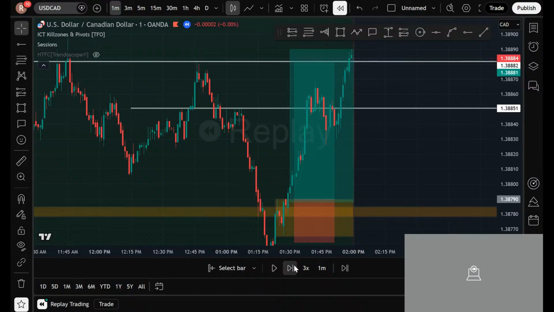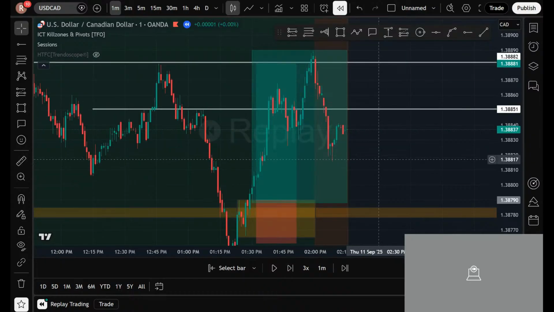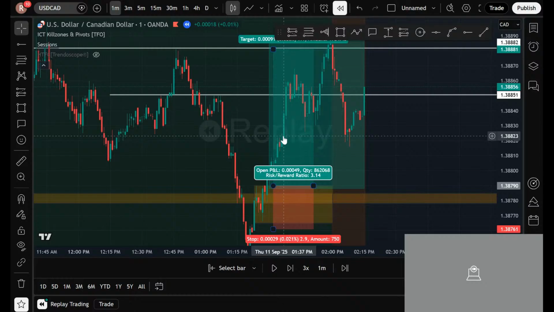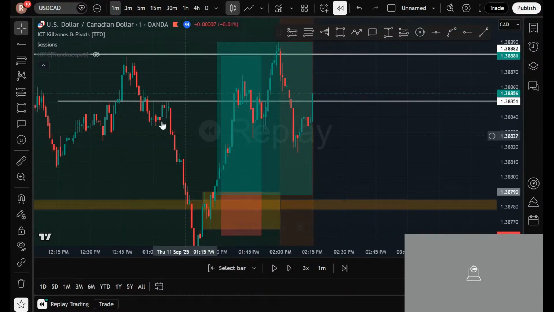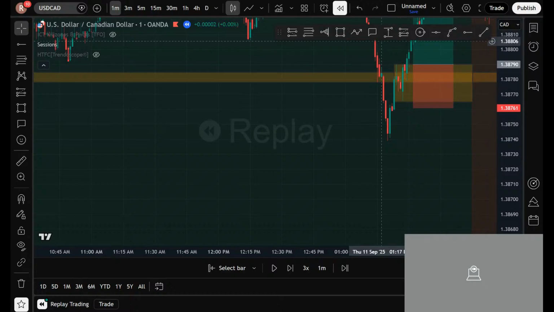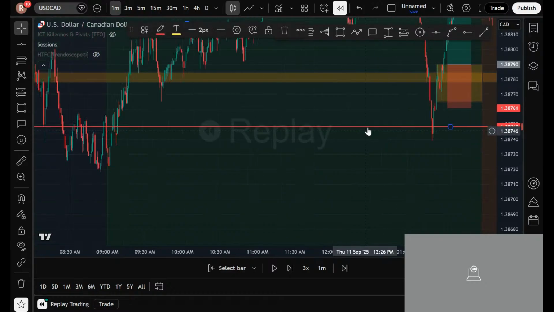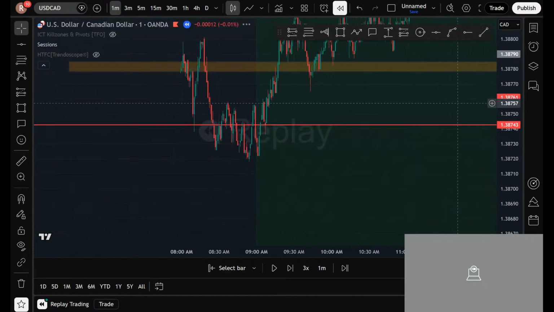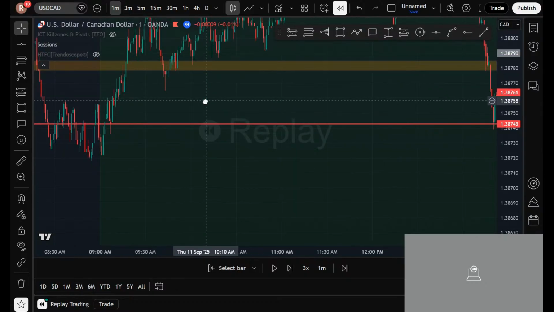Price didn't tap into my area and went straight into my take profit. It's completely fine. Where did it bounce from? It runs from this area.